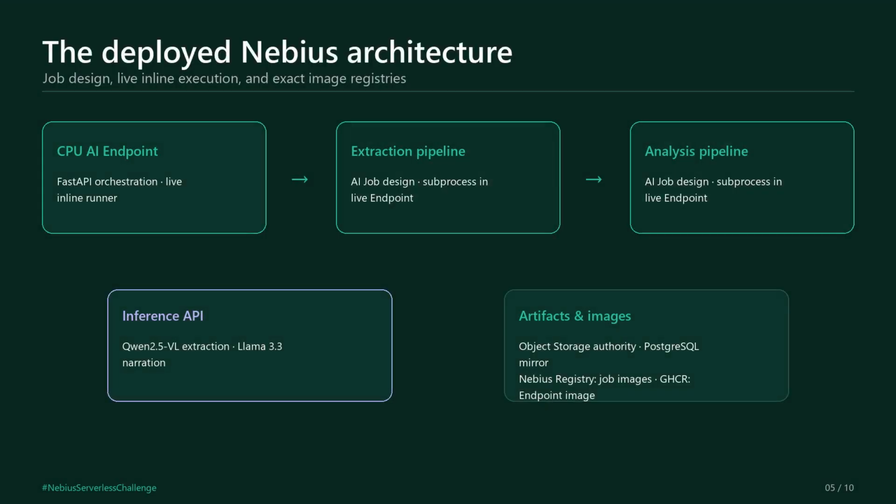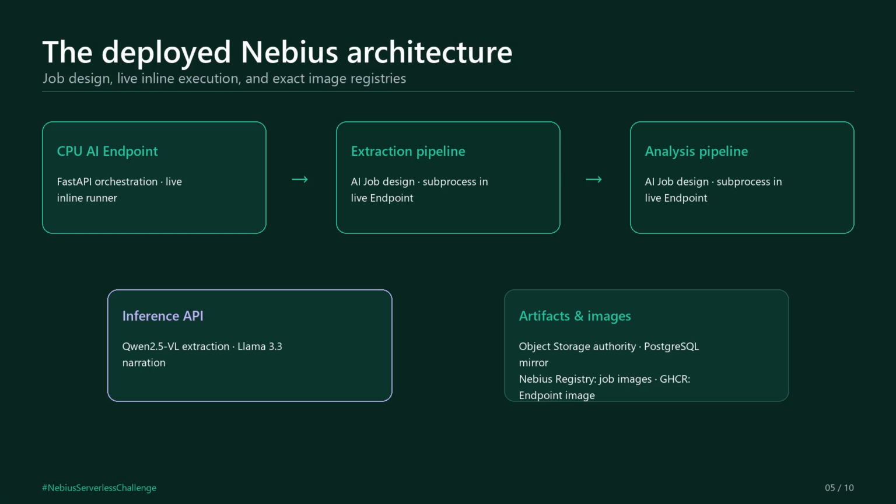A Nebius CPU AI endpoint hosts the FastAPI backend. Extraction and analysis are packaged as separate on-demand AI job entry points, but this tenant currently has a 0 CPU jobs quota. The live endpoint therefore runs those same packages as isolated subprocesses. Qwen 2.5 VL performs document extraction and Llama 3.3 produces optional narration through the Nebius Inference API.